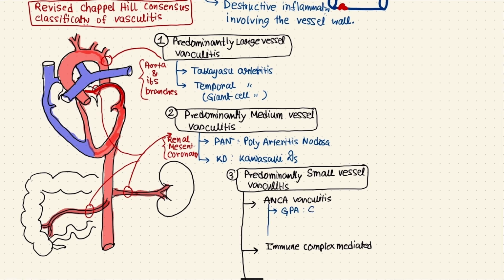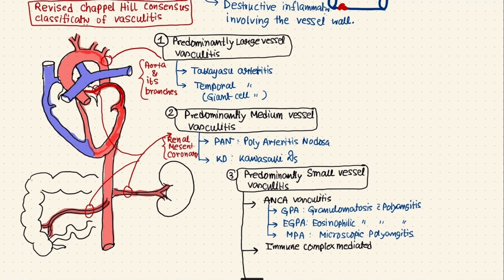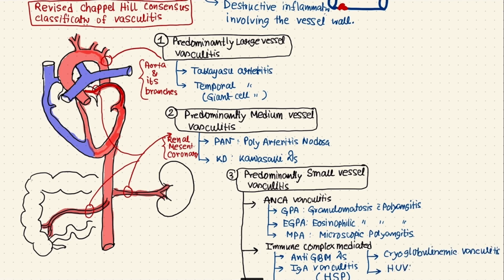ANCA vasculitis includes GPA, that is granulomatosis with polyangiitis, EGPA, eosinophilic granulomatosis with polyangiitis, and MPA, that is microscopic polyangiitis. The examples of immune complex mediated vasculitis are anti-glomerular basement membrane disease, IgA vasculitis, which is also called HSP, that is Henoch-Schonlein purpura, cryoglobulinemic vasculitis, and HUV, that is hypocomplementemic urticarial vasculitis.